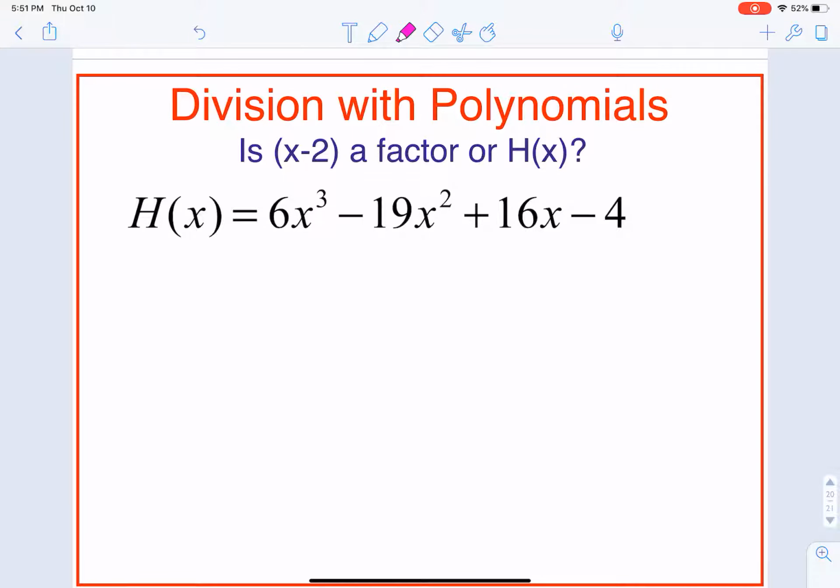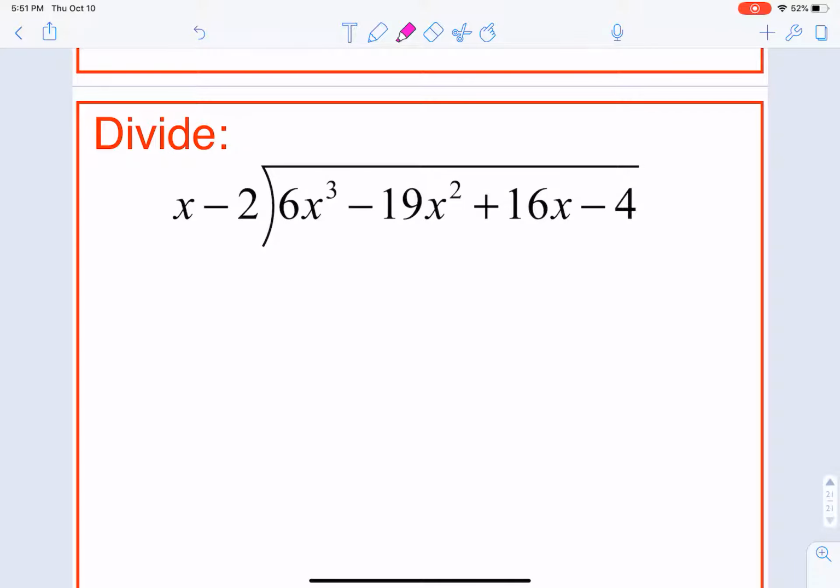Is x minus 2 a factor of h of x? So here's my h of x. We'll set up and divide. I have all my placeholders in here. I'm just going to go through this one quickly since we've done this a few times. X into 6x cubed. I need to multiply that by 6x squared. It's going to give me 6x cubed minus 12x squared. I can subtract, and I'm left with negative 7x.